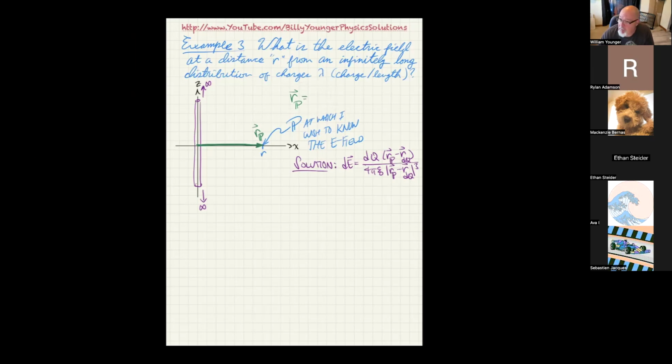Remember, it's a vector that points from the origin to the position P. And I told you in the problem that the position P is a distance R away from the infinitely long charged wire. Anybody want to try now to give me the r_P vector? You're going to shoot yourself when you find out how easy it is.